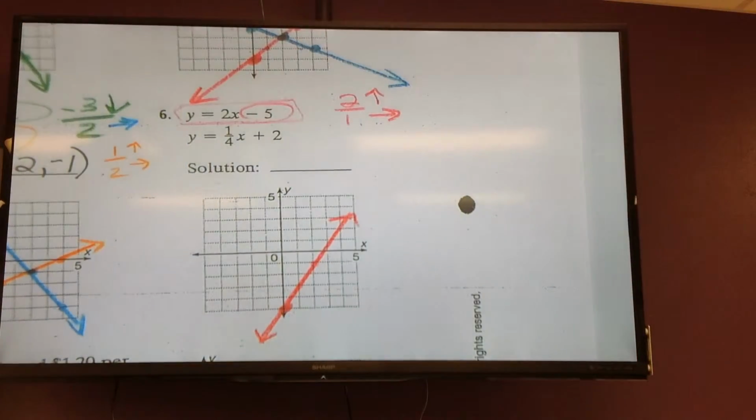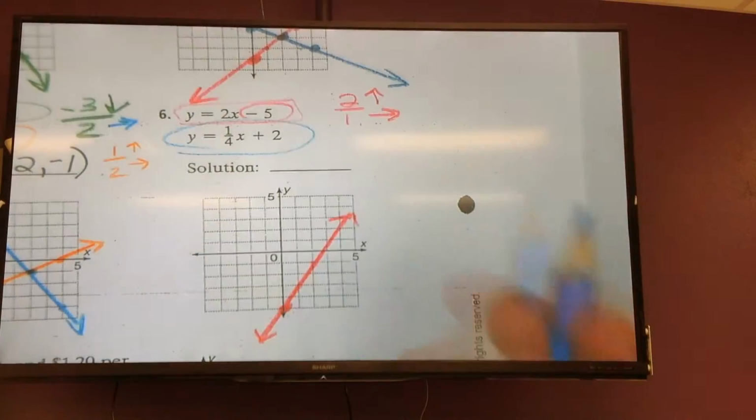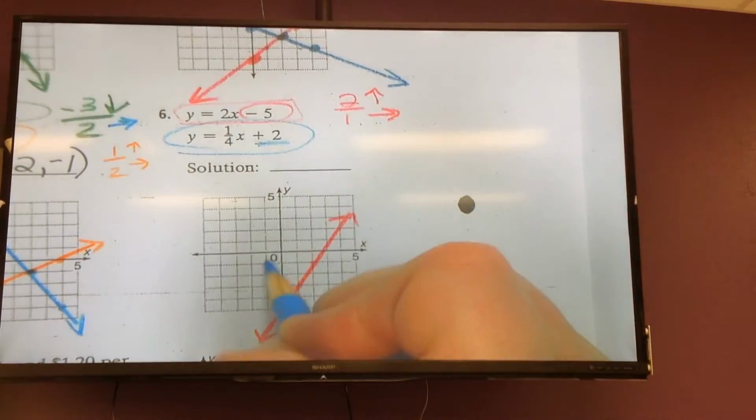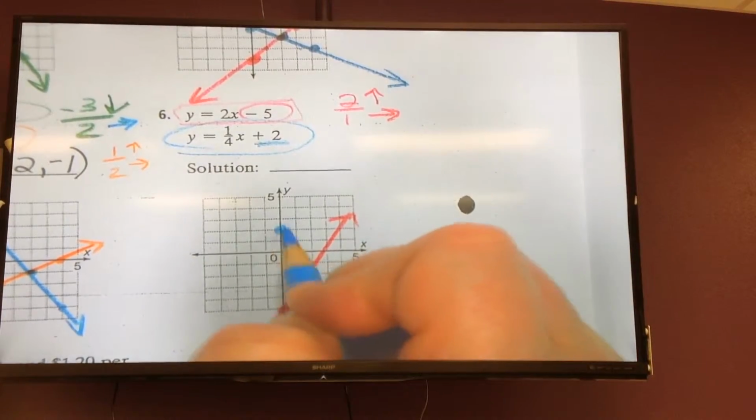There's the first line. The second equation is y equals 1/4 x plus 2. It crosses the y line at that 2. There's my y equals mx plus b. There's my b where it crosses the y.